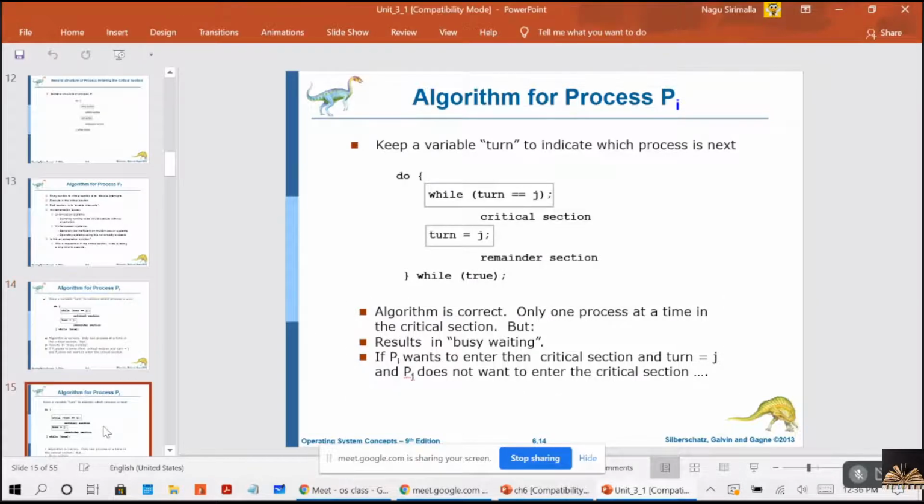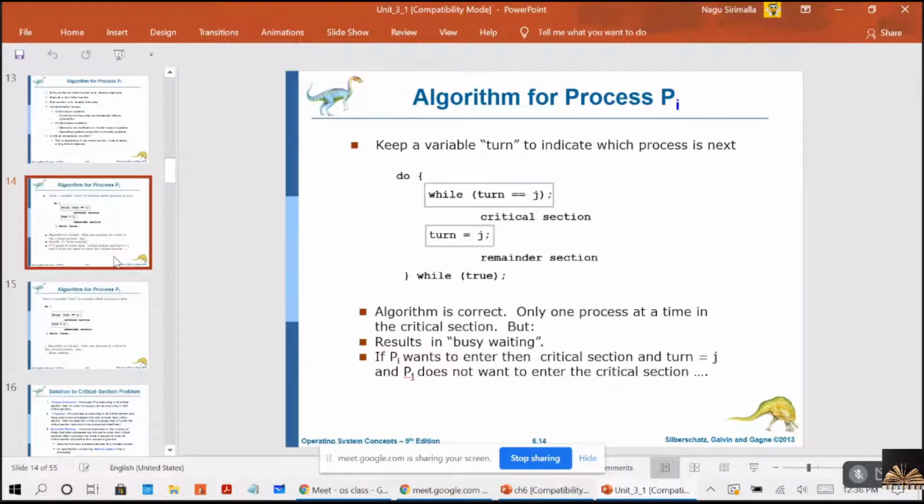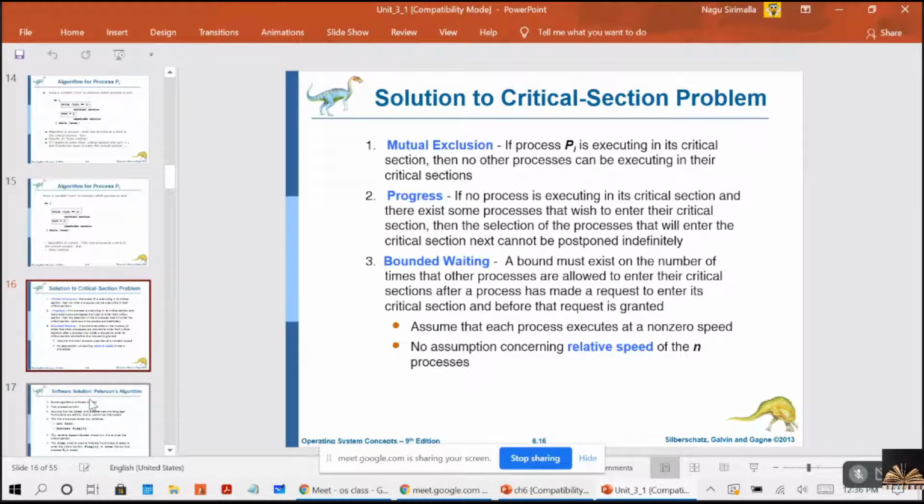Right? Now the same thing, a variable indicates turn is equal to j. Now the solution for the critical section. This is the same thing as I told you. I discussed mutual exclusion, progress and bounded waiting. Yes or no? We discussed mutual exclusion. In the critical section problem, at a time it will allow only one process to enter into the critical section.